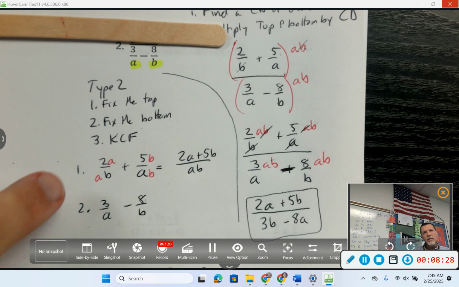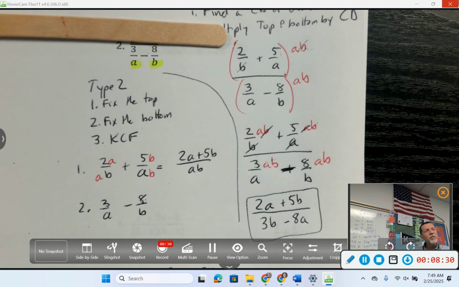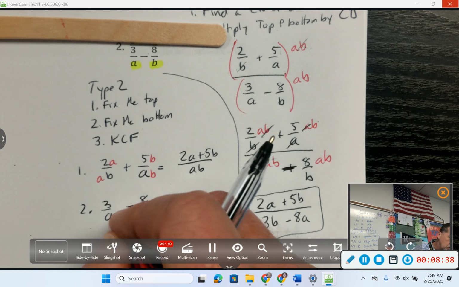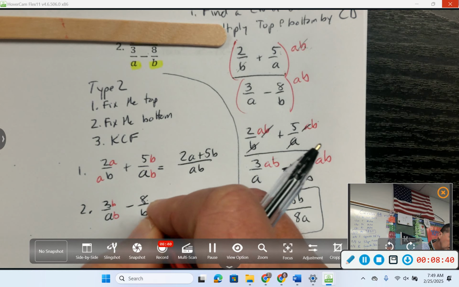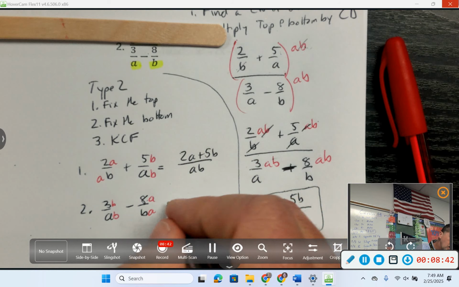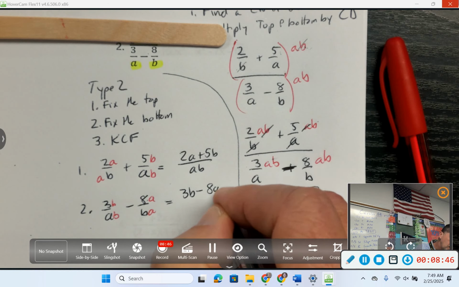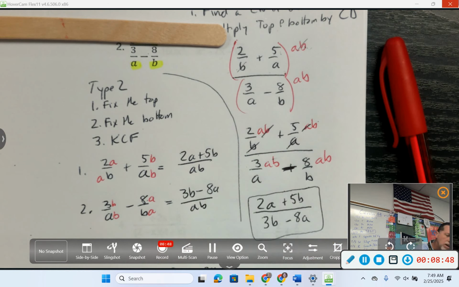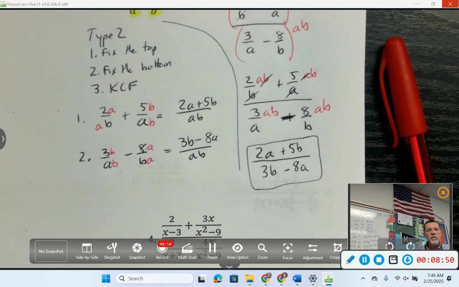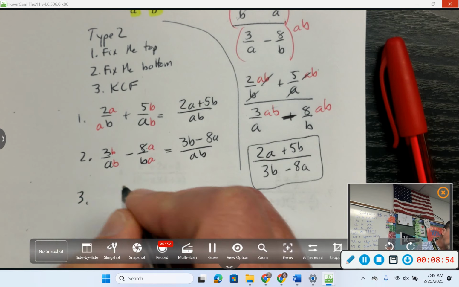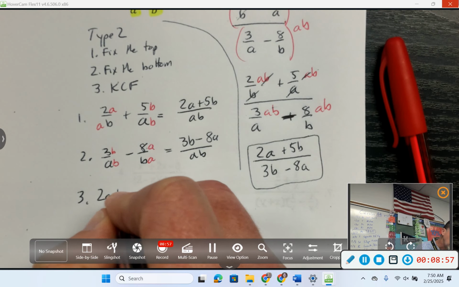So again, this way is a little more methodical. It also matches what we were just doing yesterday and Friday, where we get a common denominator and we're adding. So this one needs a b, this one needs an a. So 3b minus 8a over ab. So I fix the top, I fix the bottom. Now I will keep it, change it, flip it.